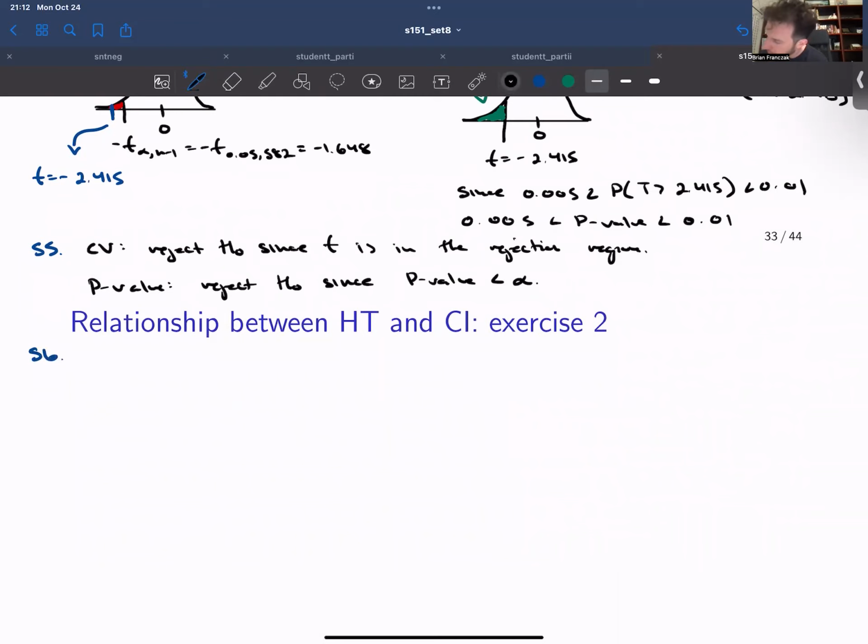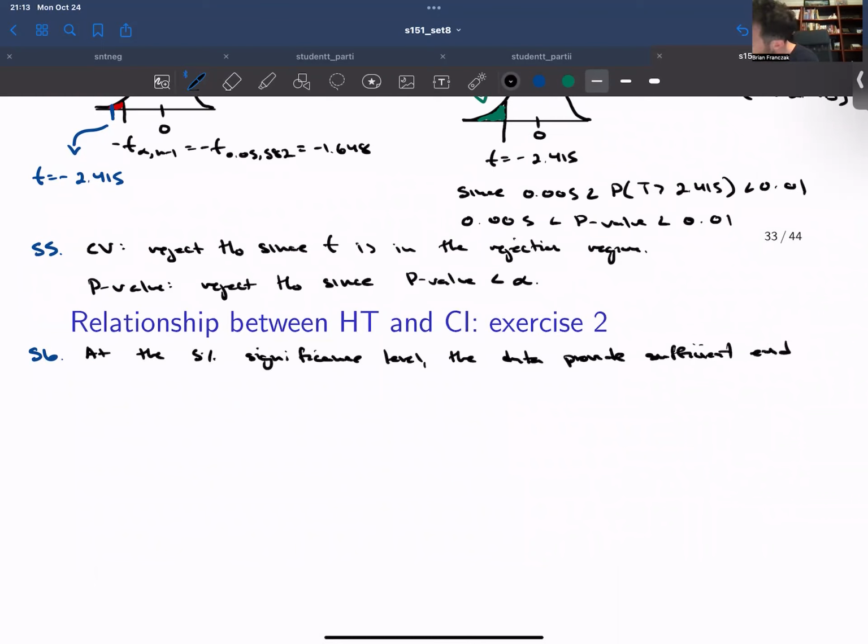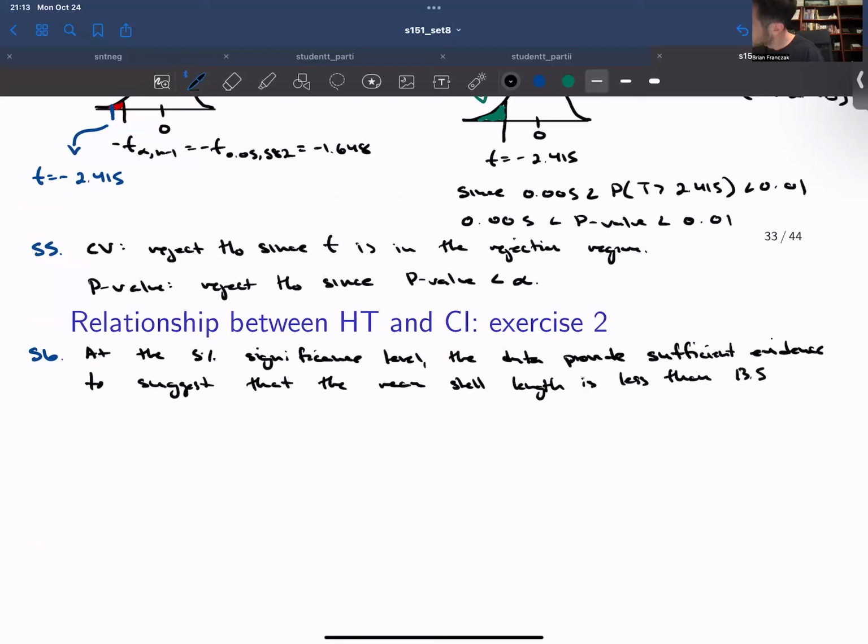And then on step 6, we would say at the 5% significance level, the data provide sufficient evidence to suggest that the mean shell length is less than 13.5 millimeters for these species.